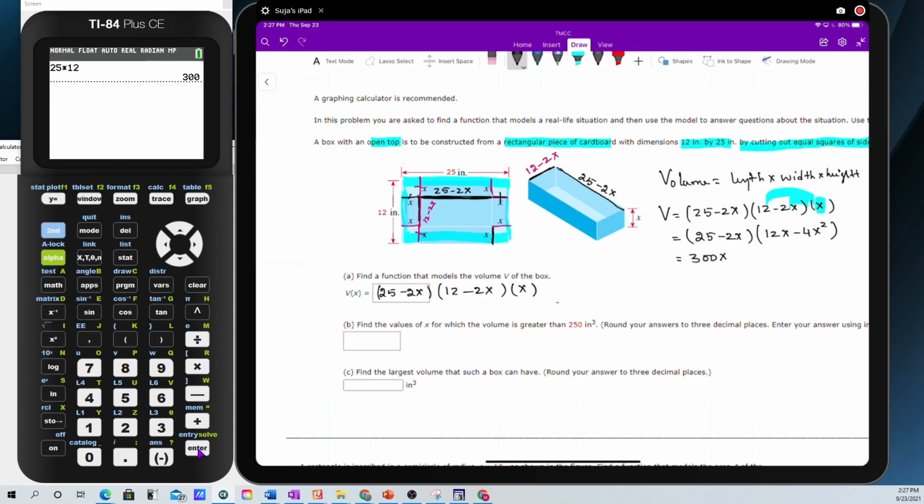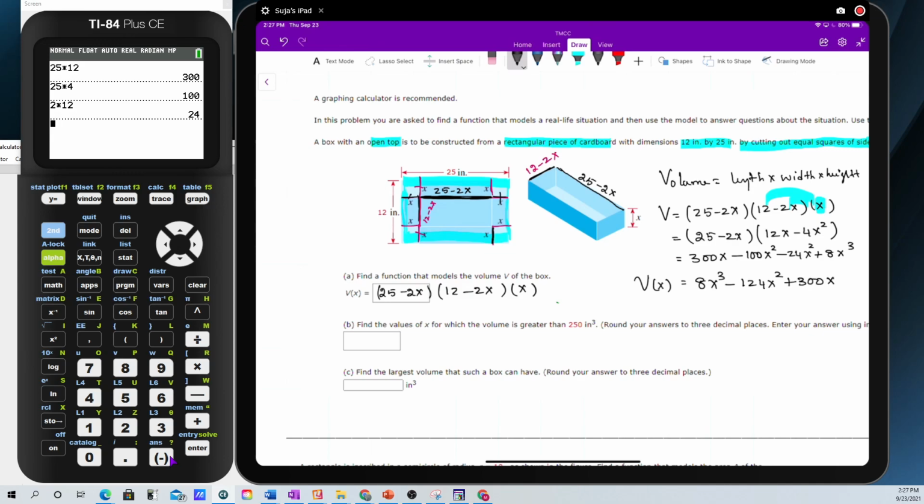12 times 25 is 300. So 300x minus 25 times 4. We should know this, right? 25 times 4 is what? 100x squared. Minus 2 times 12, which is 24x squared, and then plus 2 times 4, which is 8x cubed. If I combine the like terms and write it in descending power, I can write V of x equals 8x cubed minus 124x squared plus 300x.